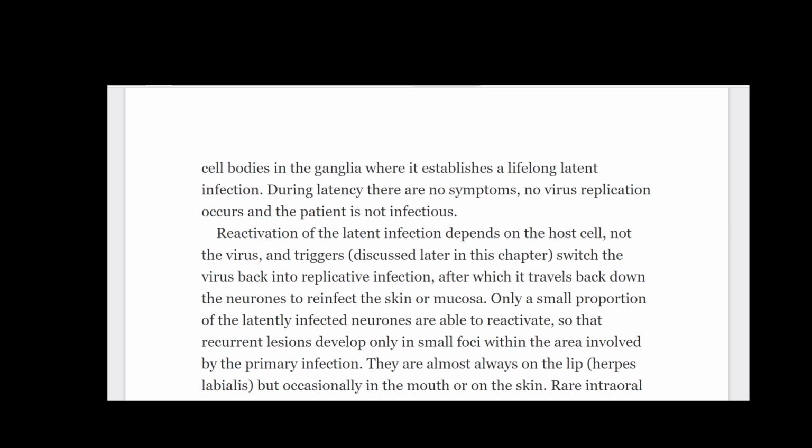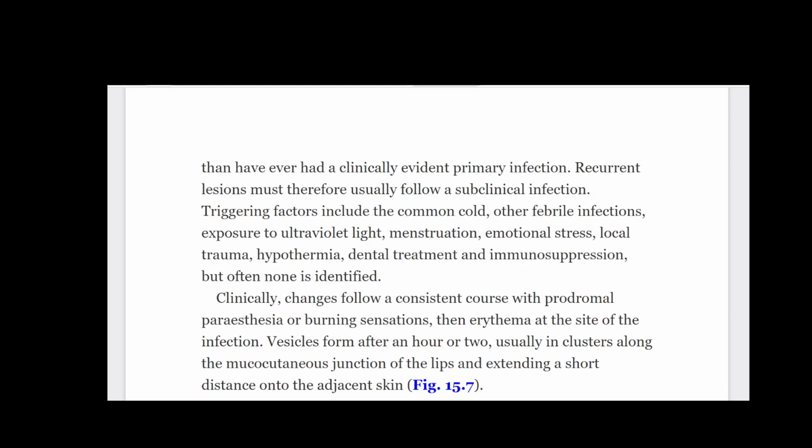The neutralizing antibodies and T-cell responses produced in response to the primary infection are not protective because the virus travels along the nerves inside neurons from the trigeminal ganglion to infect the lip epithelial cells directly. Reactivation of latent virus to produce a herpes labialis lesion, cold sore, happens in up to 30% of the population, many more than have ever had a clinically evident primary infection. Recurrent lesions must therefore usually follow a subclinical infection.